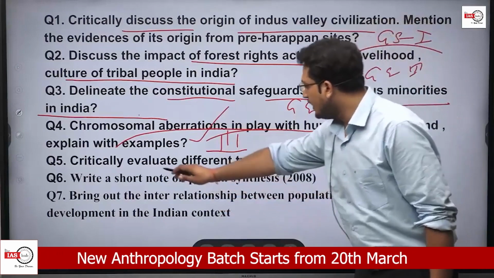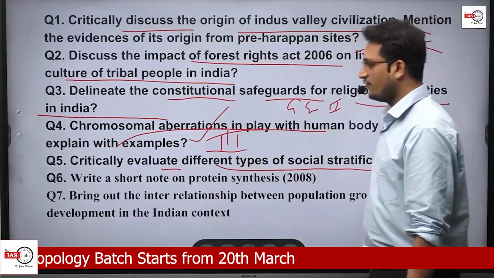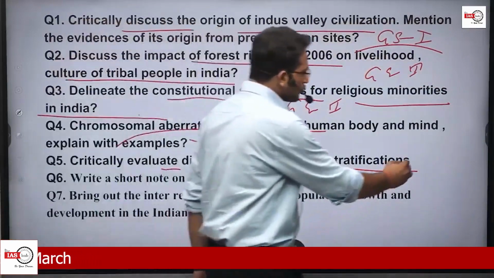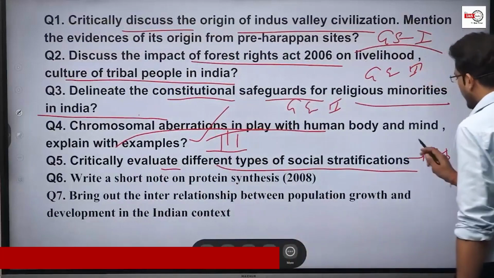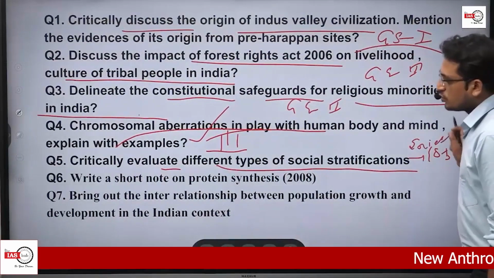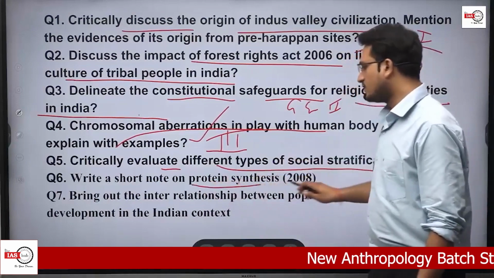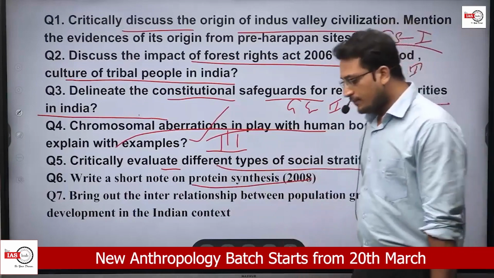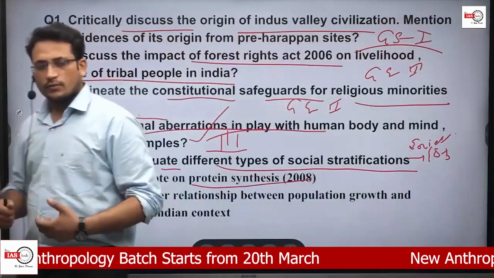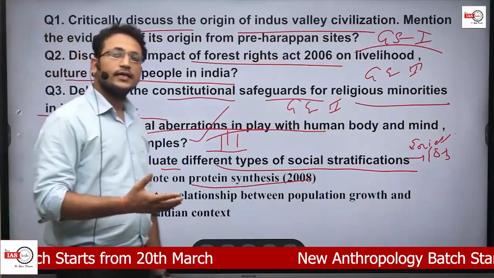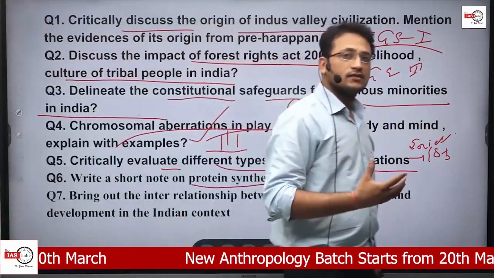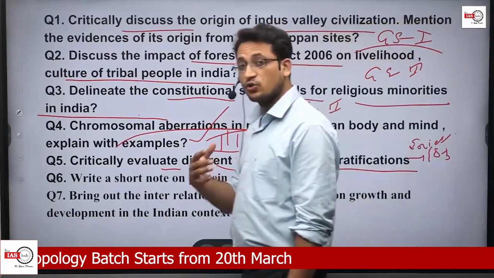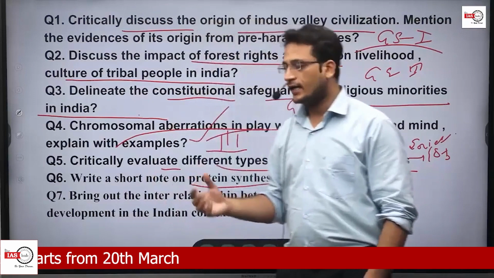The next is, critically evaluate different types of social stratifications. Very direct question, social stratification has been asked. So this also belongs to the GS paper 1, the society section. Right. Next question is, write a short note on protein synthesis. Very easy to comprehend, very easy to write, where in this series of anthropology, I will tell you in the further sessions how we need to write answers so that we can fetch more marks in anthropology, so that we can score at least 280 marks in anthropology.